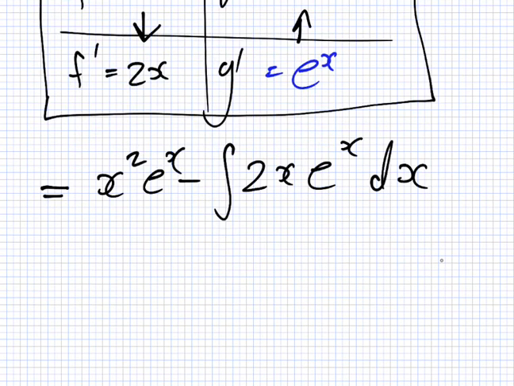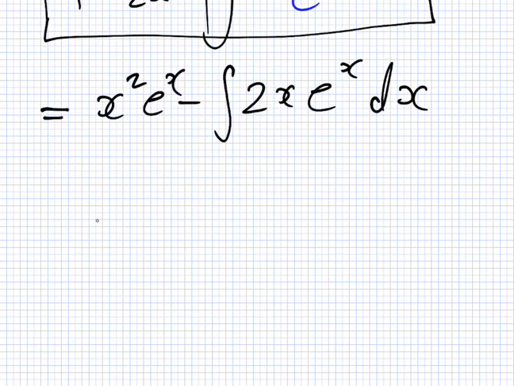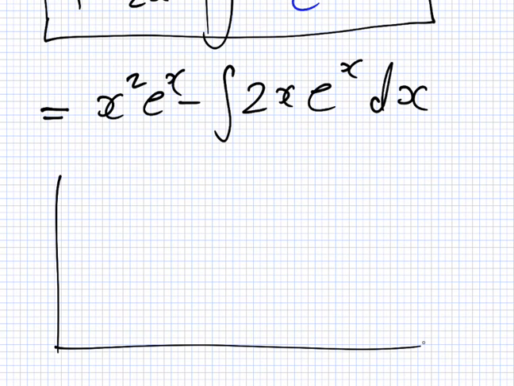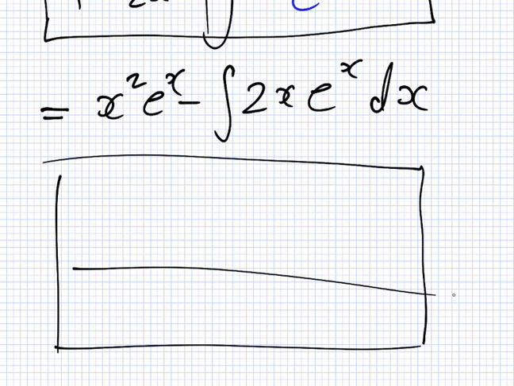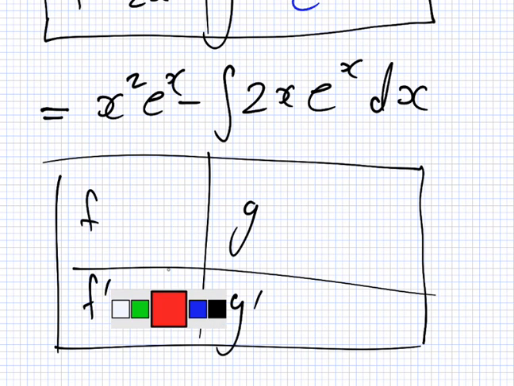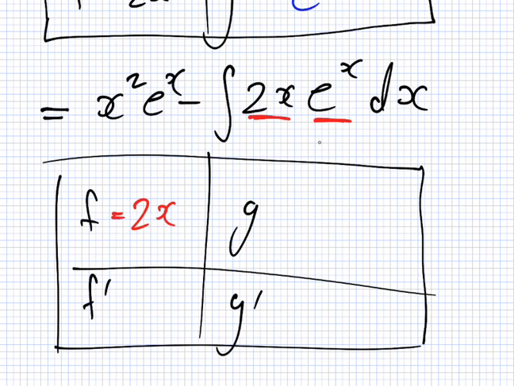Okay, so we have to use it again. So another box. So f derivative, g derivative. So we're looking at this one now. That is 2x, and then ex again. Okay. So that one would be 2, and then that one would be ex.